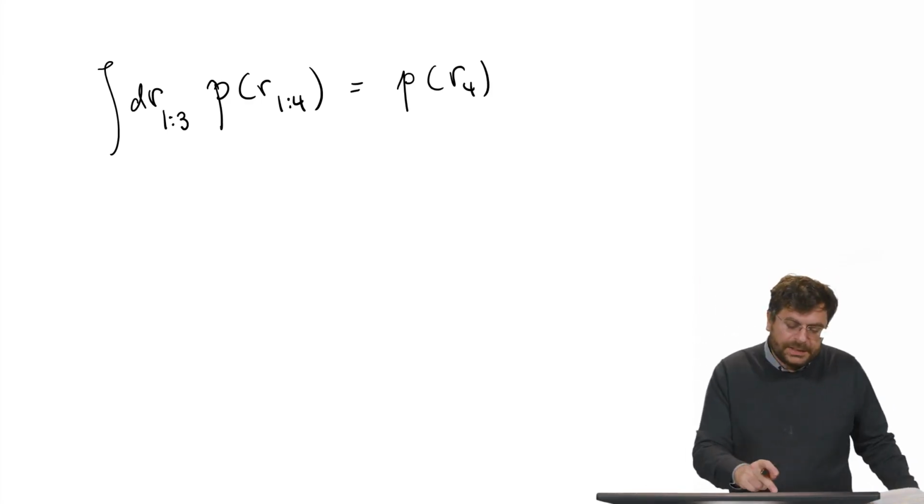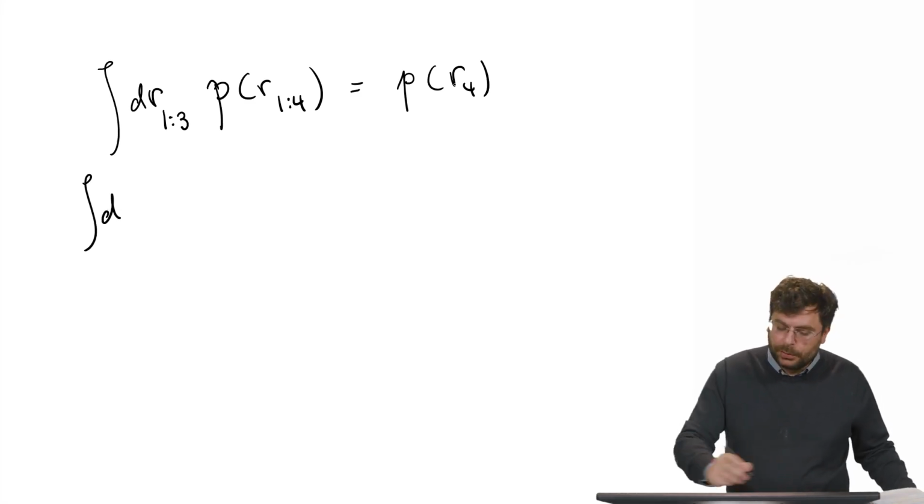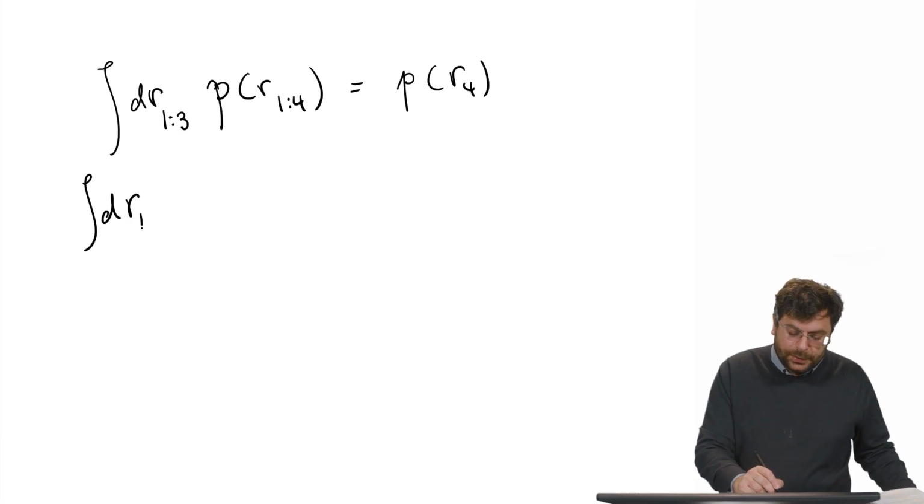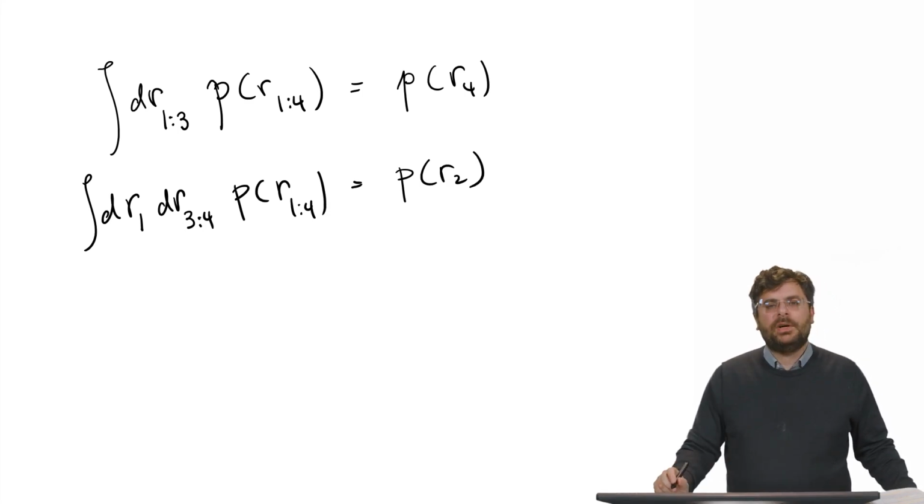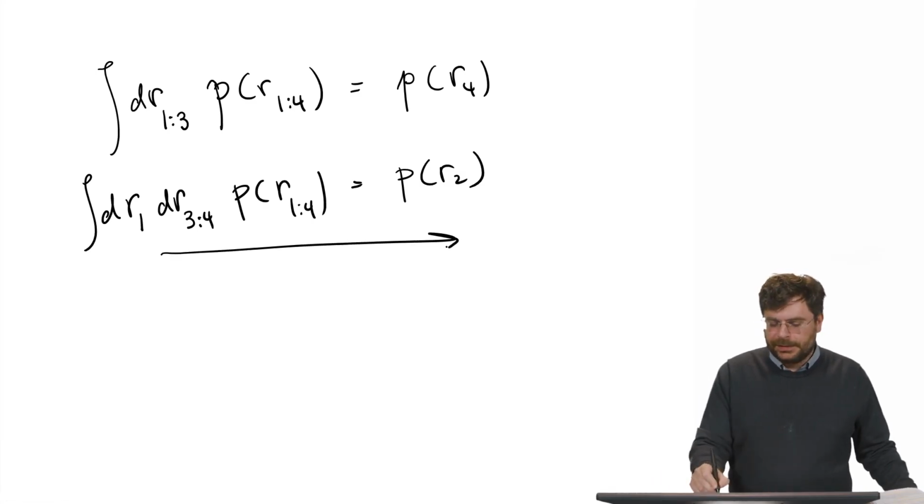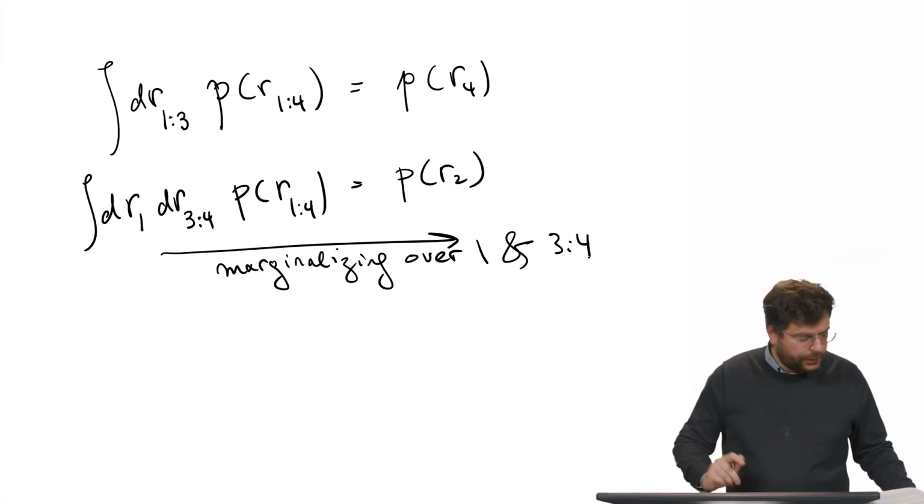Now, I don't just need to integrate them in order. I can also say, well, I'm interested in the marginal over R2. So then I would integrate R1, and then I would integrate R3 to 4 of P of R1 to 4, and that would be P of R2. So this is, again, the process of marginalizing over 1 and variables 3 to 4.